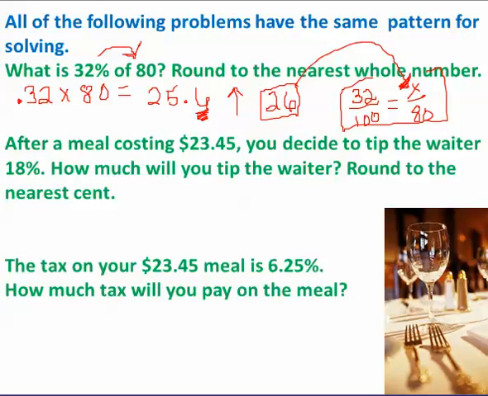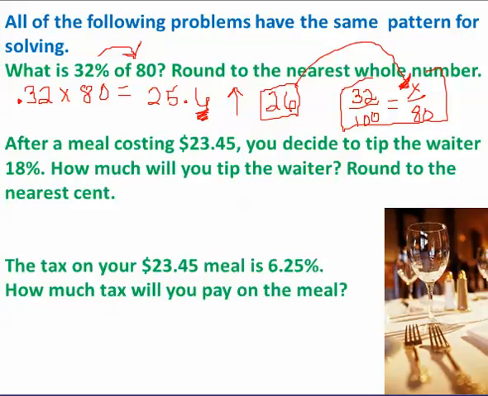Two ratios that are equal. So that's how percentage fits into what we've already been doing. Looking at the second one, after a meal costing $32.45, you decide to tip the waiter 18%. How much will you tip the waiter? Round to the nearest cent.